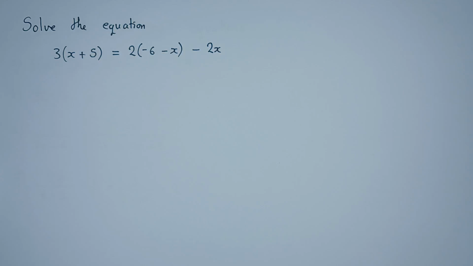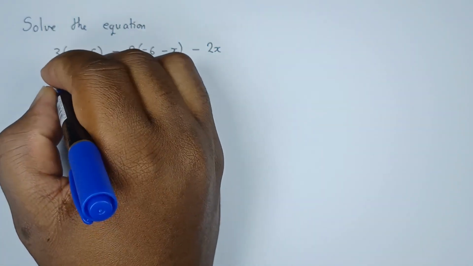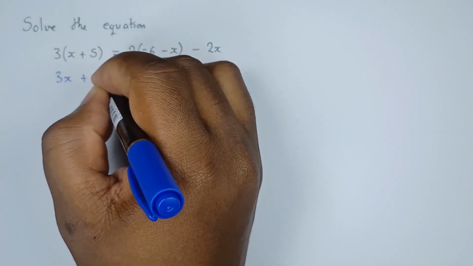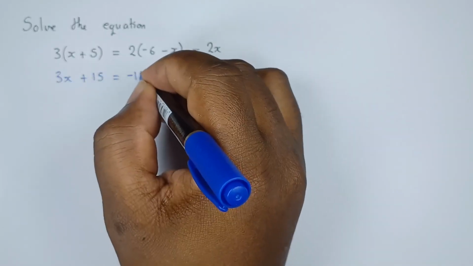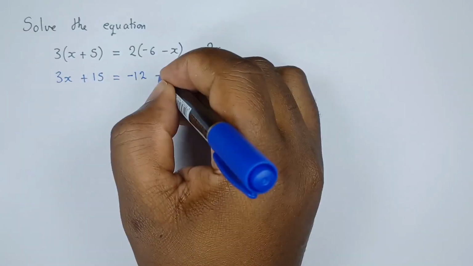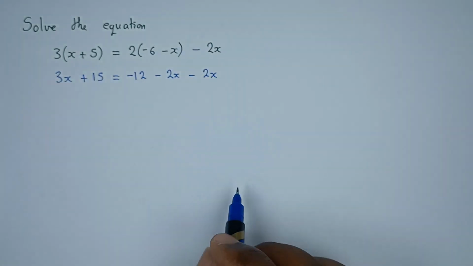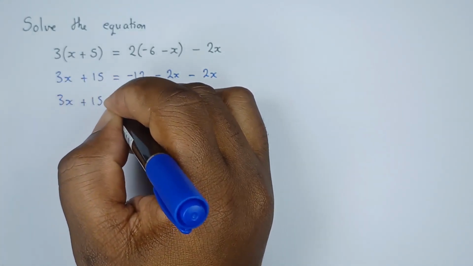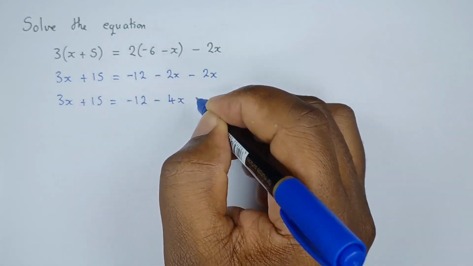To solve this equation, the first thing we need to do is expand everything that we have. That is 3 times x, which gives us 3x. 3 times 5 is 15. This is equal to 2 times negative 6, which is negative 12. 2 times negative x is negative 2x, minus 2x. Then this becomes 3x plus 15 is equal to negative 12 minus 4x.